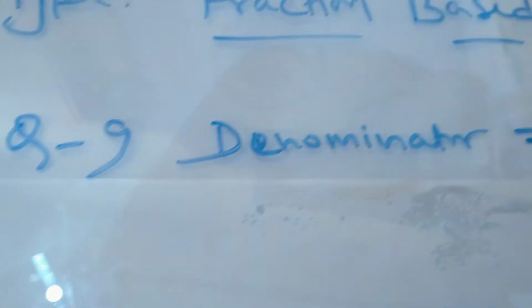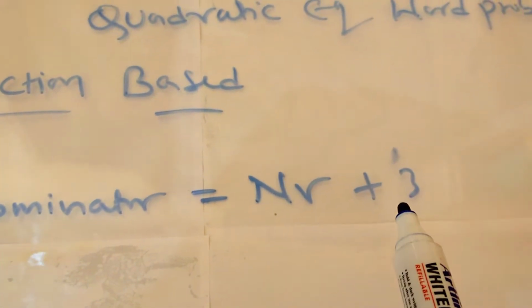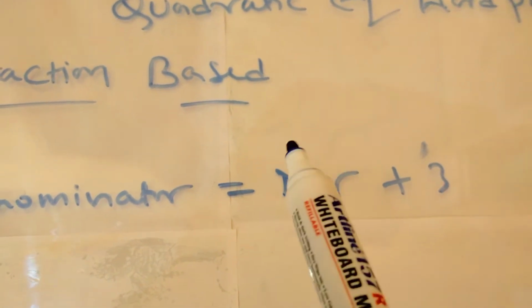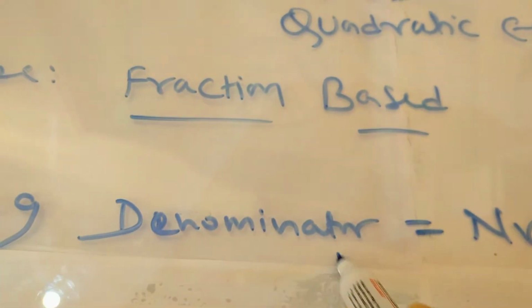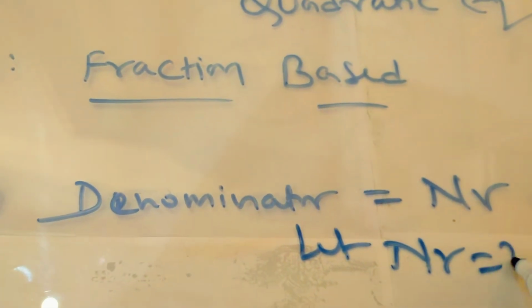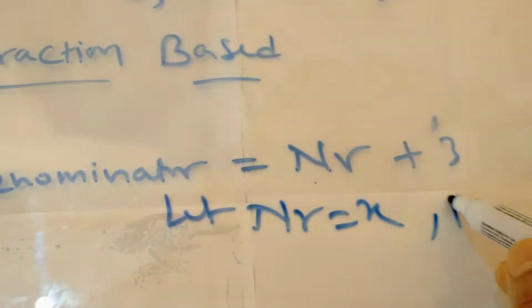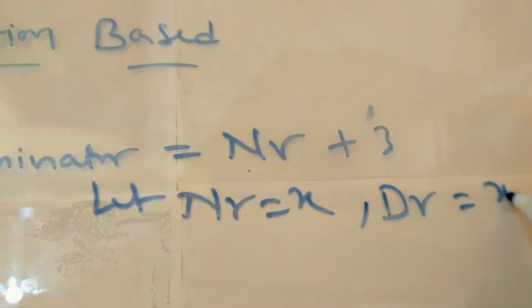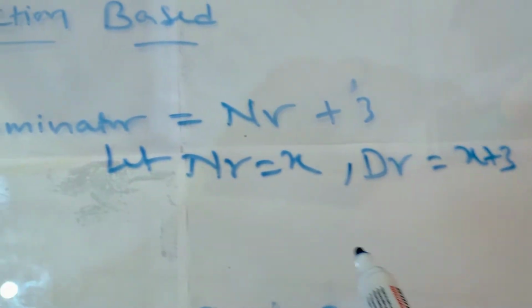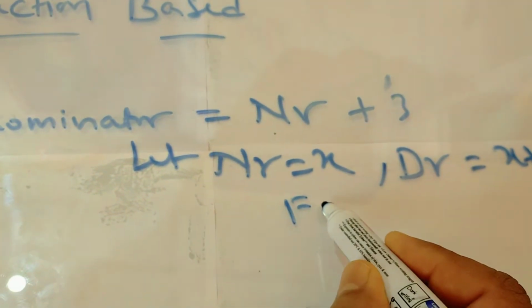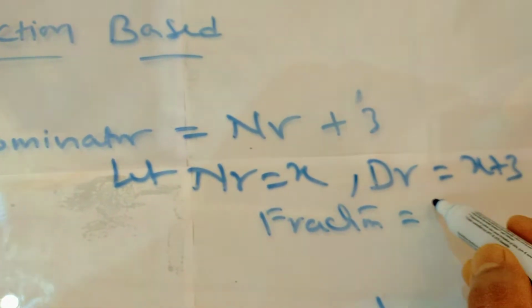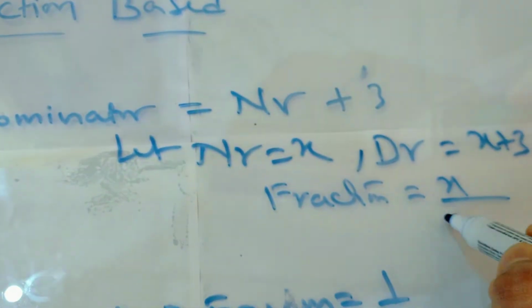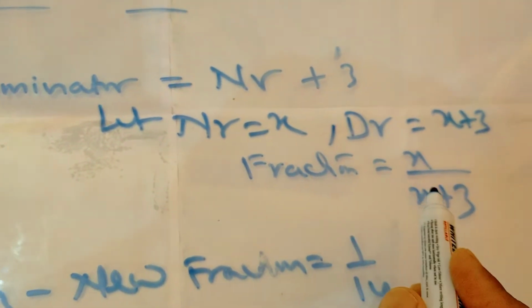So first, look at what is given. In this question it is given that the denominator is 3 more than the numerator. Whatever the value of the numerator, the denominator will be 3 more. So let the numerator be x. Then the denominator will be x plus 3, isn't it? So what will be the fraction? The fraction will be numerator upon denominator. The numerator is x, denominator is x plus 3. So this has become the fraction.